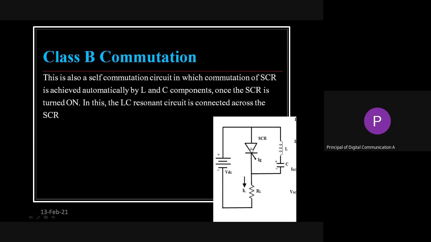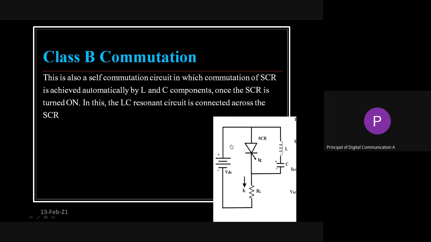But as we have now turned the SCR on, the other loop is also present there, that is E plus, SCR, RL and minus E. This is the other loop. So in two loops the current flows when the SCR is on.